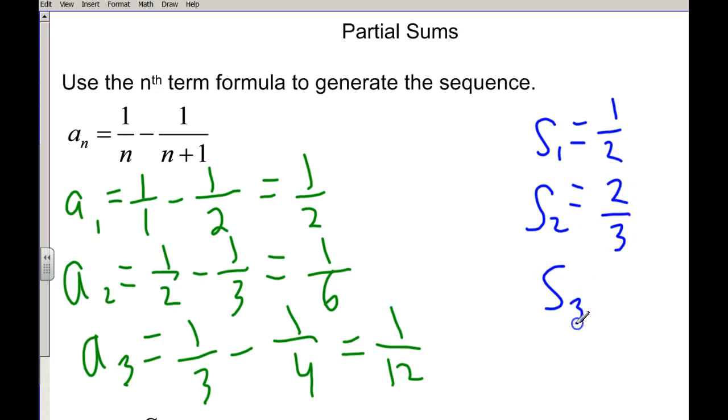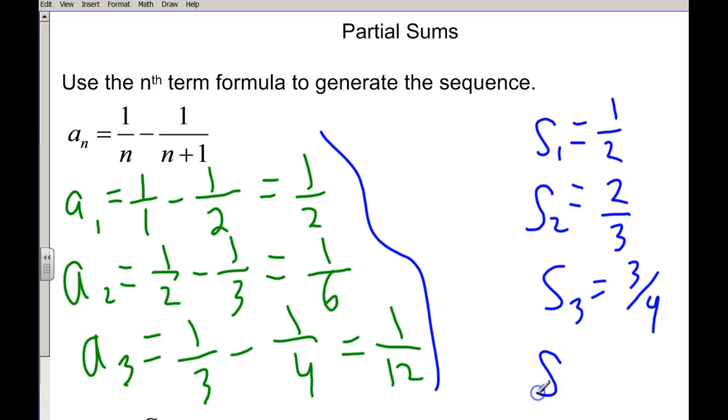S sub 3 is when I sum up the first 3 terms. All 3 of those terms added together, that would be 6/12 plus 2/12, that's 8/12, plus 1/12 is 9/12. Well, 9/12, when you simplify it, is actually 3/4. So I don't know if you're seeing a pattern here. I hope you might be.